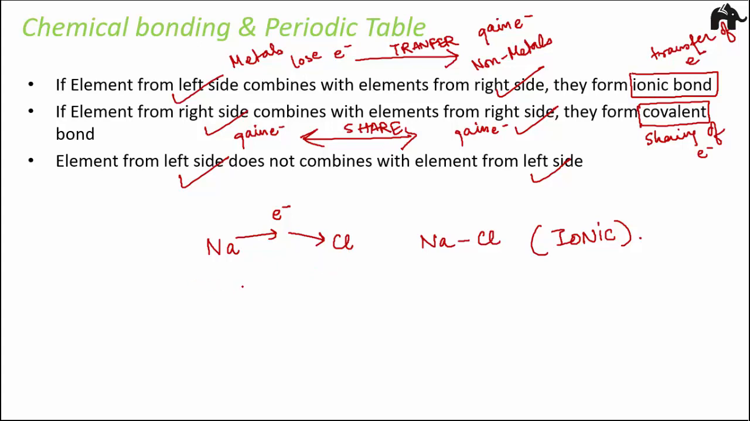If you take the example of carbon dioxide, CO2, what is the type of bond? So here carbon and oxygen both are from the right hand side of the periodic table. But here we see that they share electron. So for example, carbon has 1, 2, 3, 4. Oxygen has 1, 2, 3, 4, 5, 6. So they share electrons like this. So this is covalent bond.